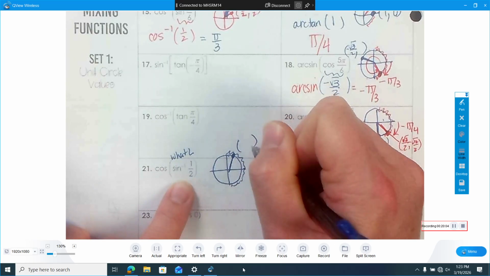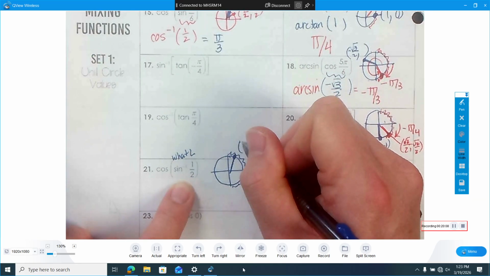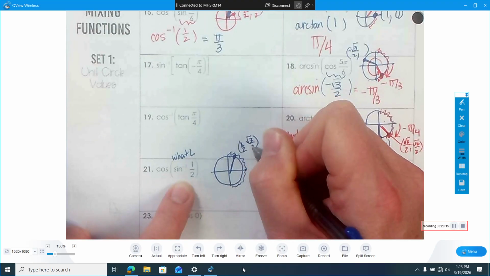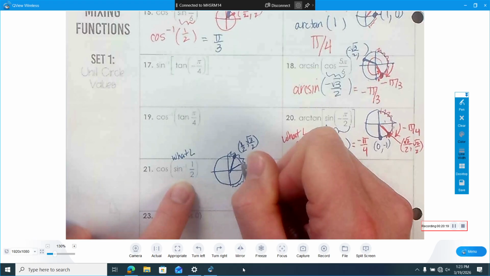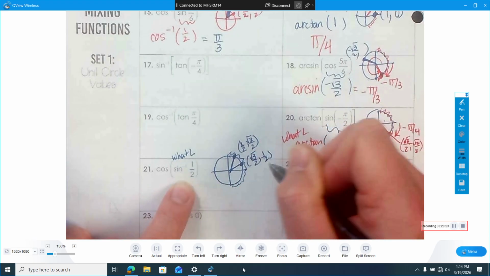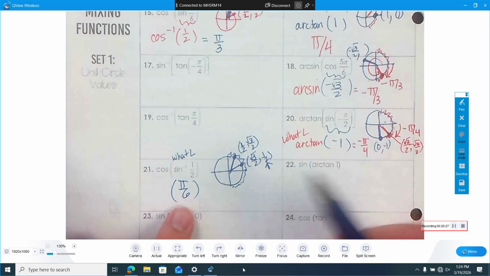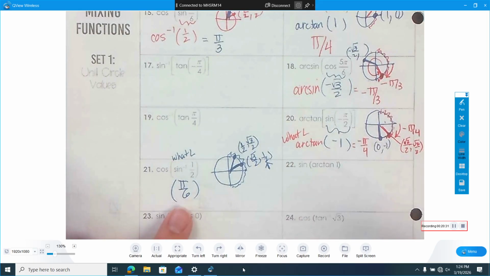Yes, right here, pi over 3 is, oh, wait, no. Pi over 3 is 1/2, radical 3 over 2. Short leg, long leg. All right, so it's not pi over 3. Pi over 6. Pi over 6 is radical 3 over 2 across, up 1/2. Okay, so there it is right there. So we get pi over 6. That's our sine value of 1/2. And that's the angle right there at pi over 6.